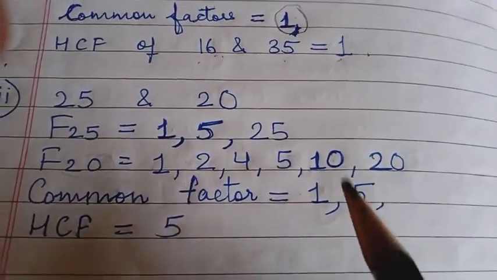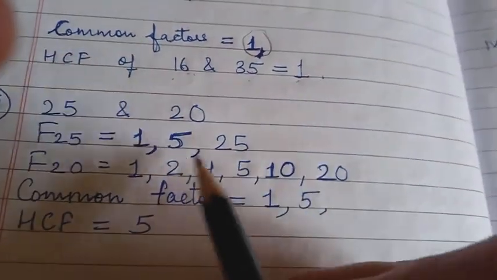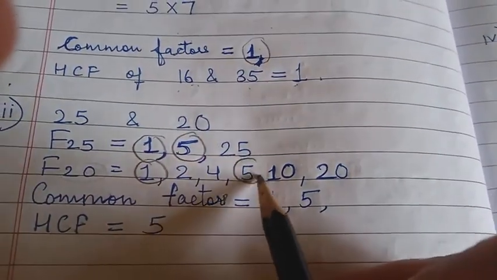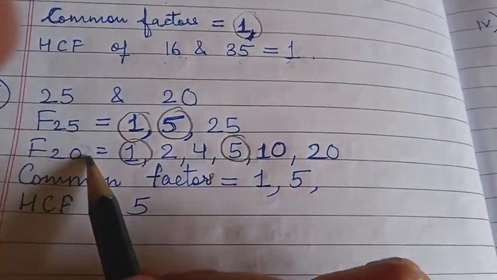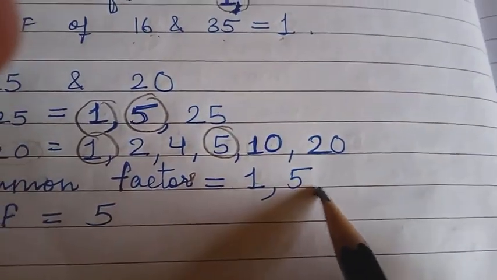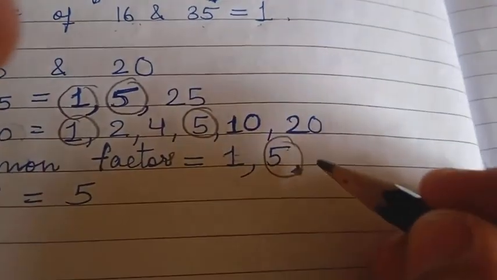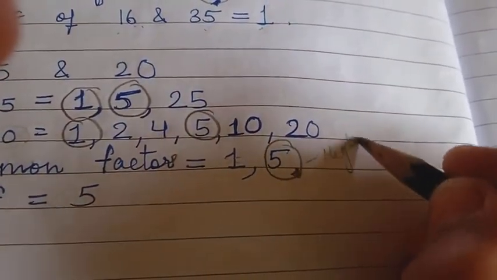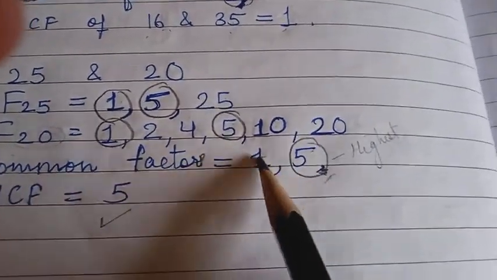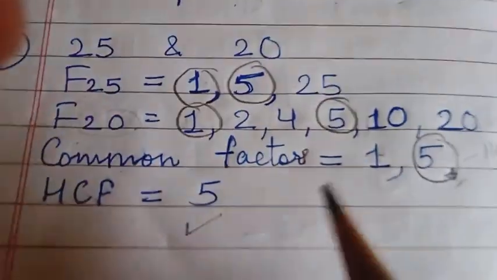Now what we have to find out? We have to find the common factors. Common factors are 1 and 5, which come in both lists, factors of 25 and factors of 20. Now in this, which is highest? 5 is highest. So I will take 5 as the HCF. In the list of common factors, the one which is greatest is the HCF.